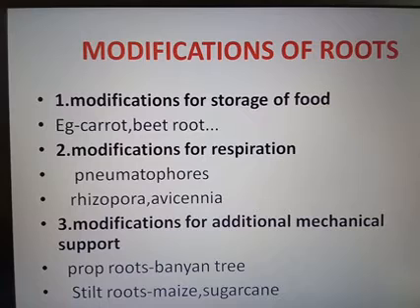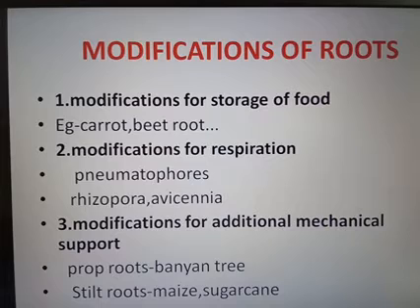Stilt roots are the clusters of roots that grow obliquely downward from the base of the main stem. That is known as stilt roots. Examples for that group are sugar cane and maize.